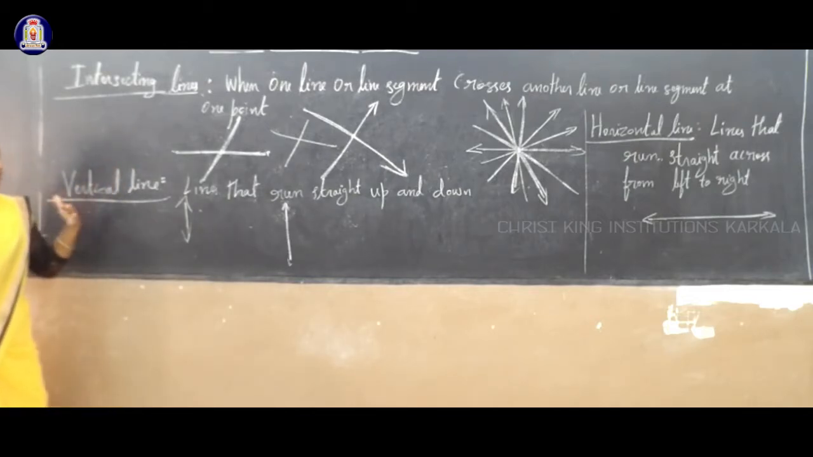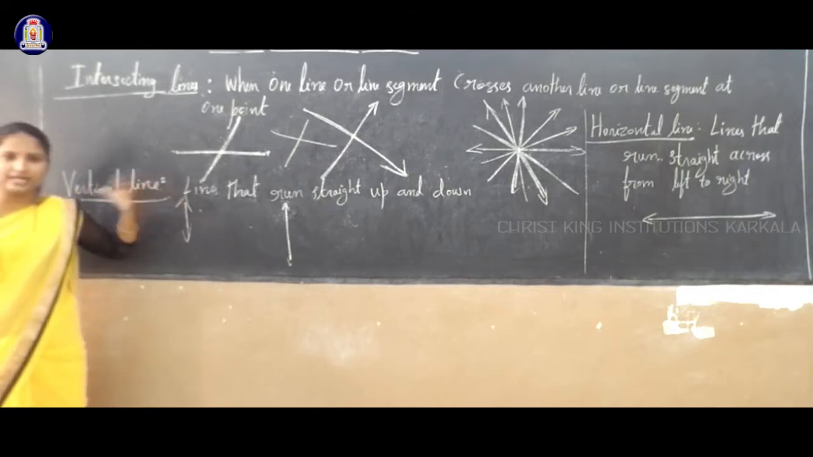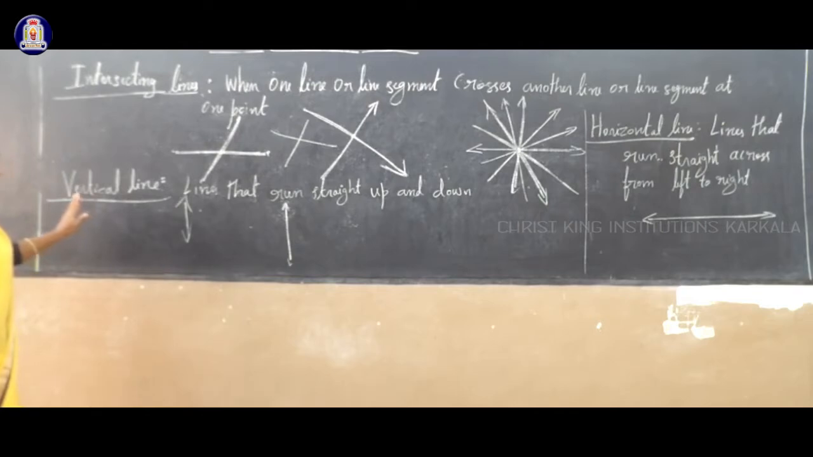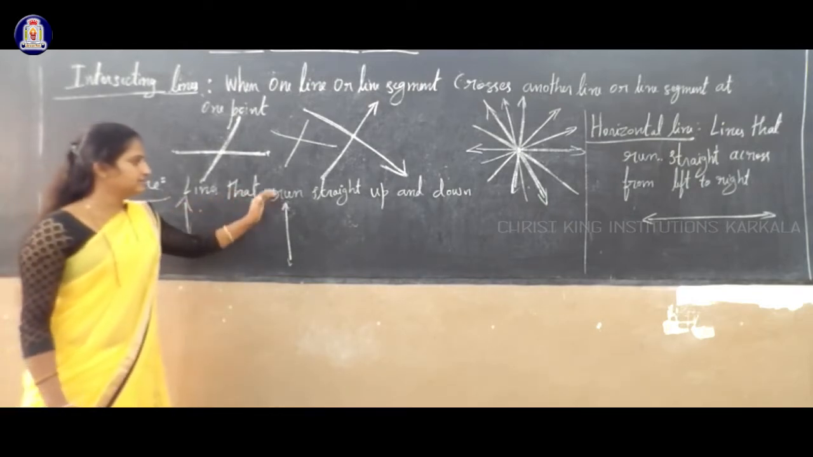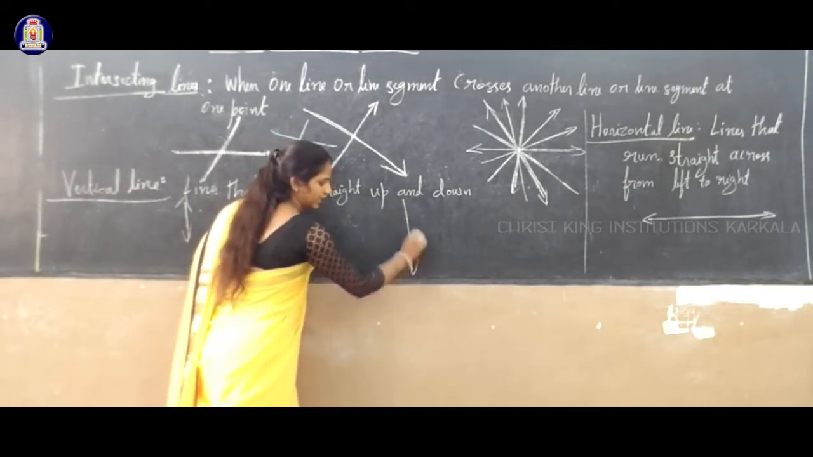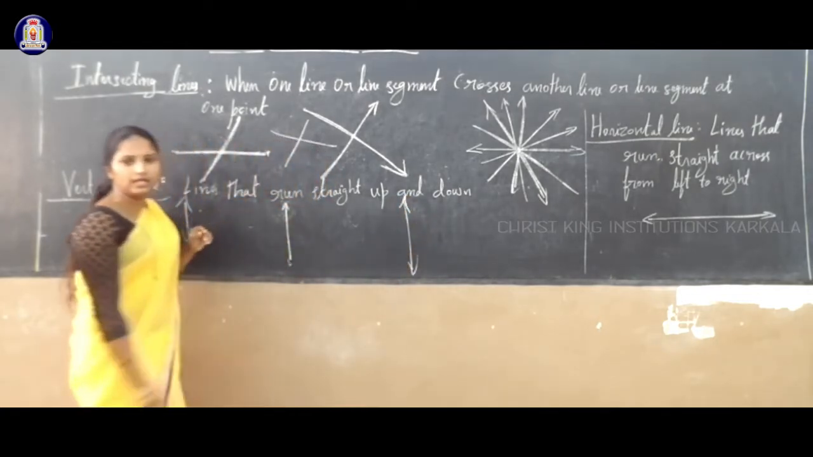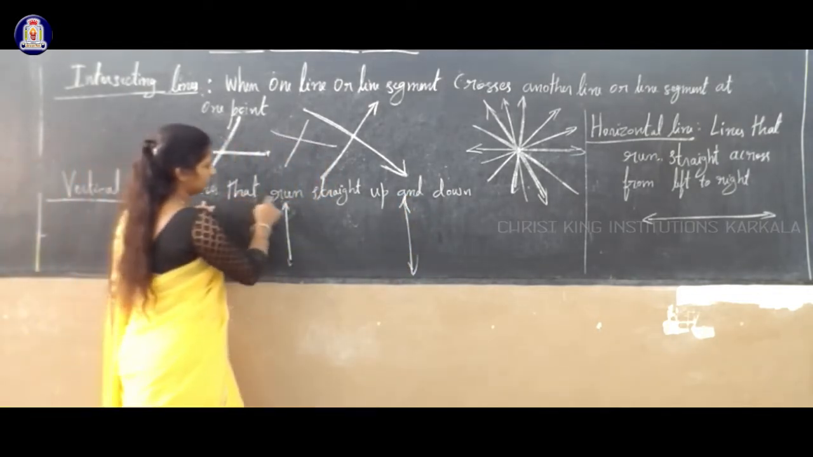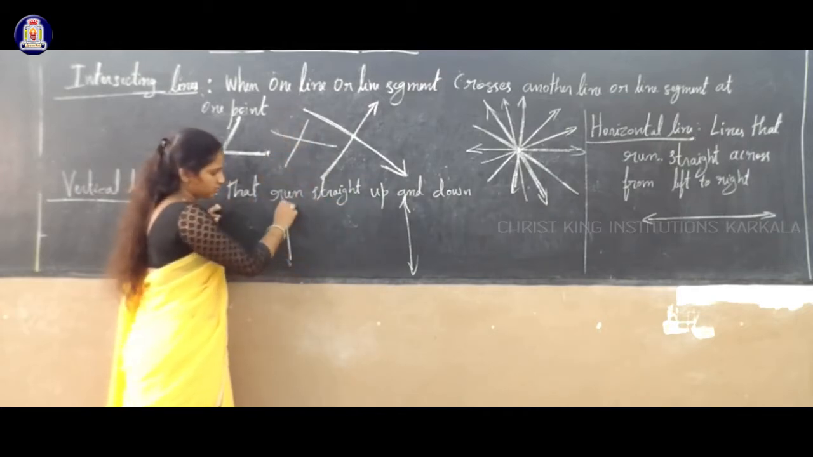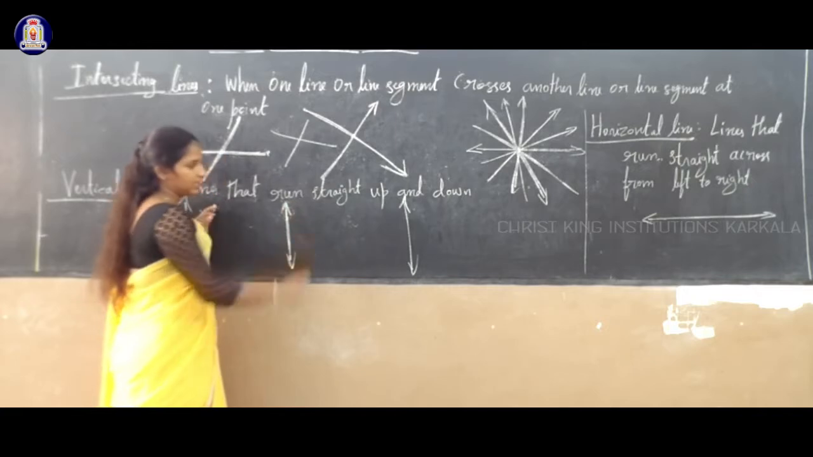Next, you know what a vertical line and a horizontal line are. Here I have the definition. A vertical line means a line that runs straight up and down. So this is called a vertical line. It means lines that run straight up and down.